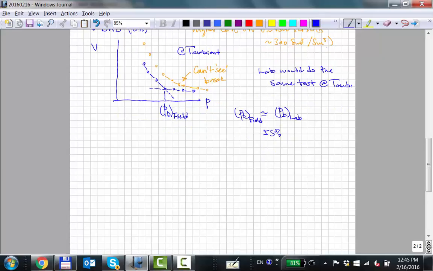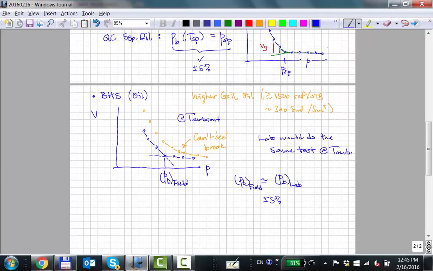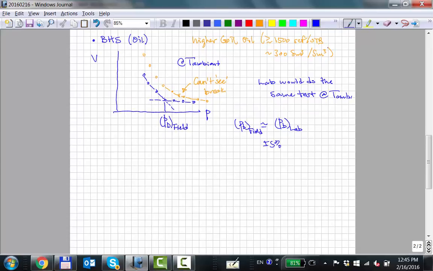Okay, so those are the lab QCs. Any questions? Okay.